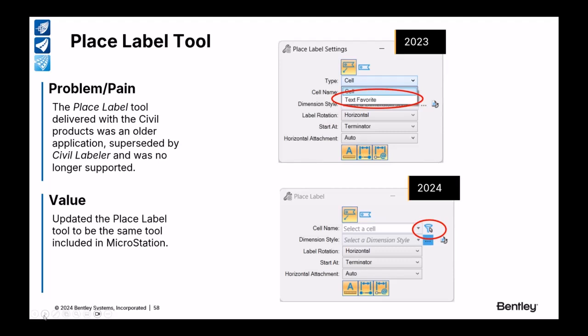So with the 24 release, what we're doing is we're going to go back to the standard MicroStation place label tool. That still supports cells, so if you've got cells out there and you're placing labels for those, no problem. That all still works. The only thing that goes away is that ability to place text favorites directly, which you can still do through the place text tool if you need to, and you get all the additional functionality that's built in and matching the current MicroStation platform place label tool.